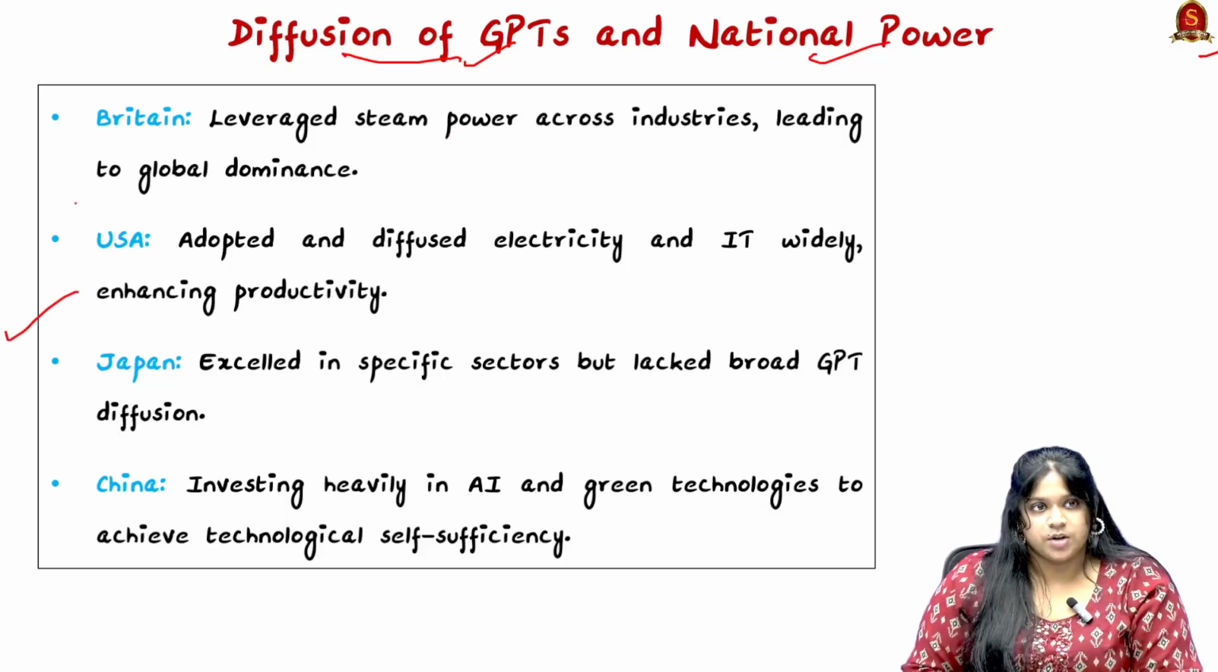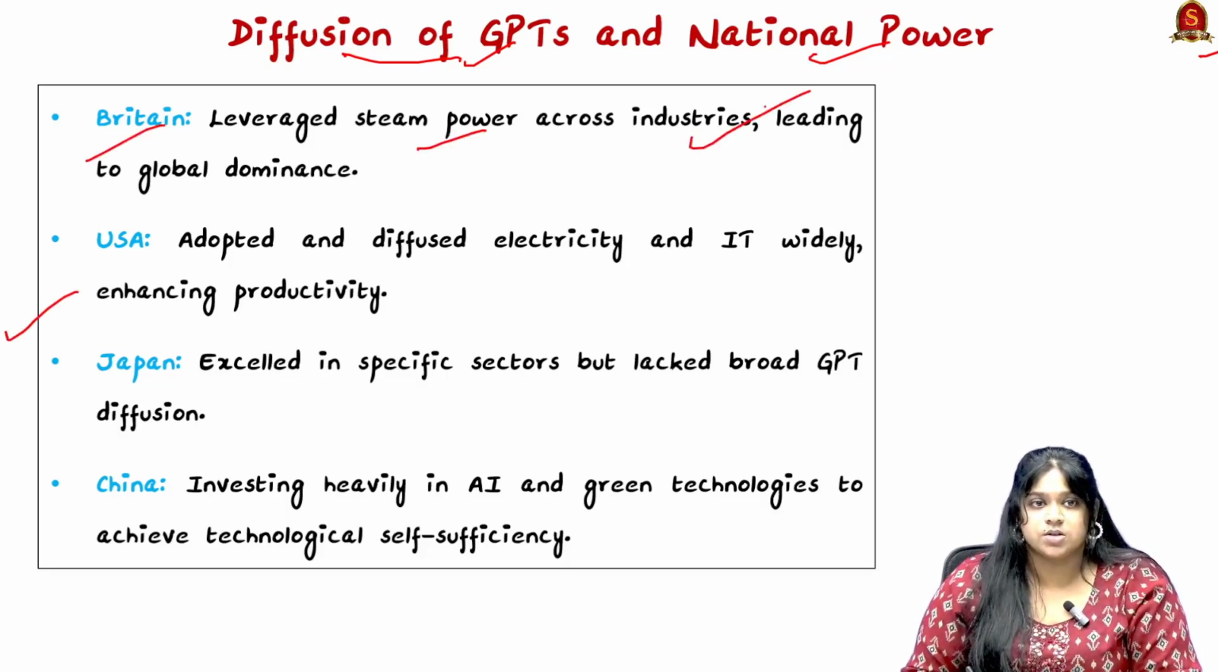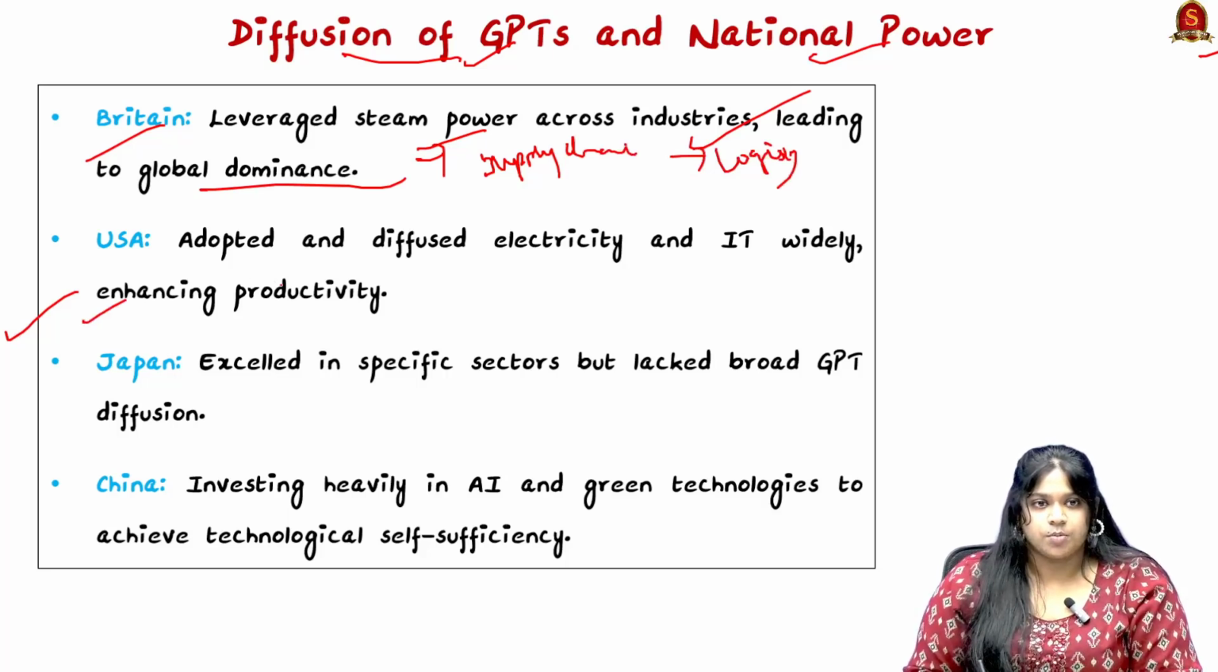So, for example, you can take Britain. They leveraged steam power across industries, leading to global dominance through networking and connectivity. In today's world, that is supply chain and logistics management. And the USA adopted and diffused electricity and IT widely, enhancing their productivity.